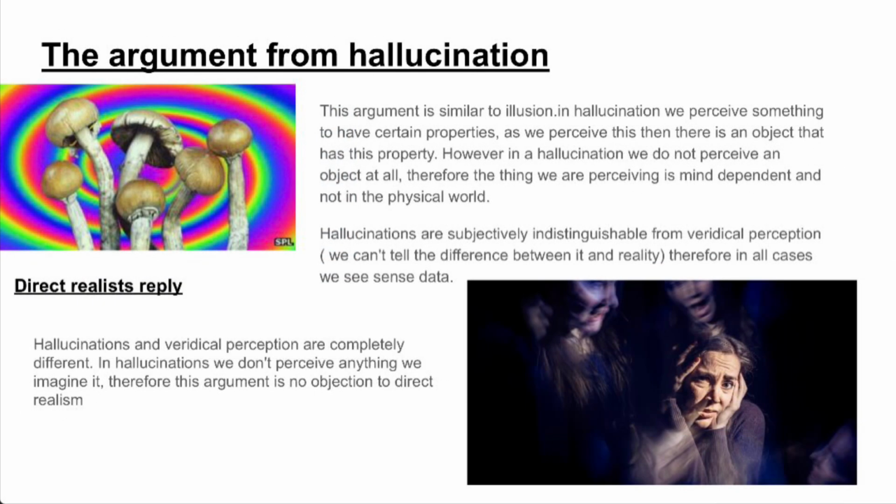Okay, the argument from hallucination. The argument is similar to illusion. In hallucination, we perceive something to have certain properties. As we perceive this, then there is an object that has this property. However, in a hallucination, we do not perceive an object at all. Therefore, the thing we are perceiving is mind-dependent, and not in the physical world.